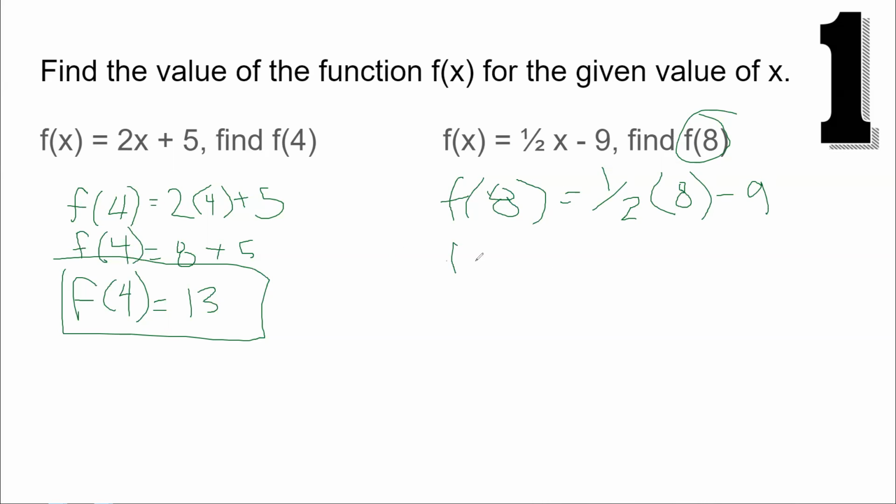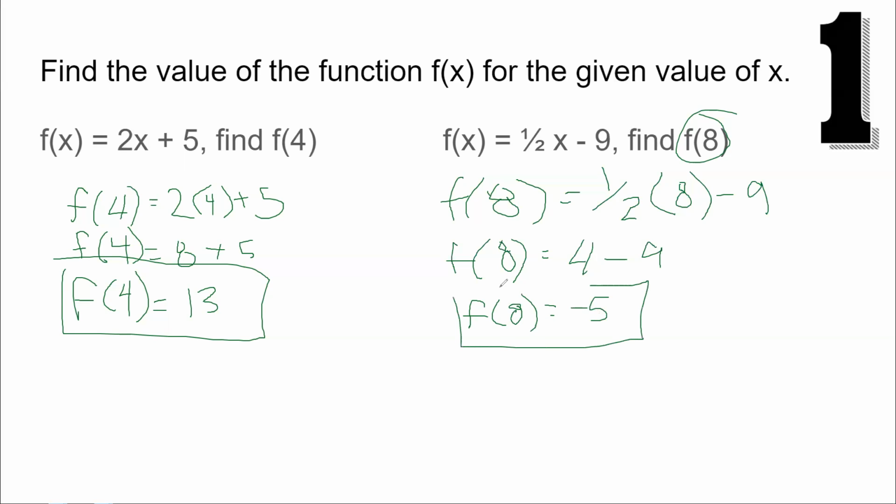Okay, so now that we've substituted, we're going to go ahead and simplify. So I see multiplication here and then subtraction here. So I'm going to do the multiplication first. Half of 8 is 4. And then we still have minus 9. 4 minus 9 is going to give me a negative 5. And that's my answer. So f of 8 equals negative 5.